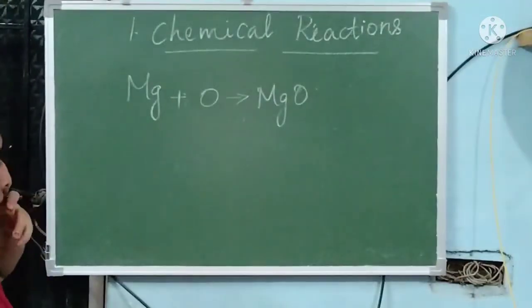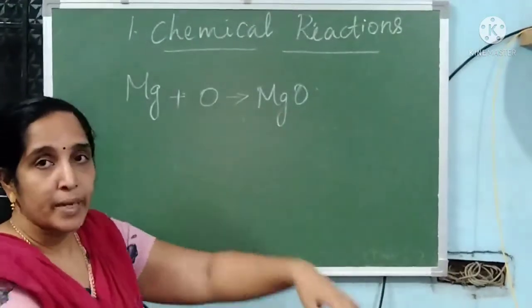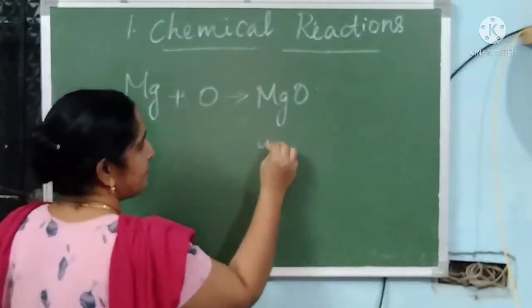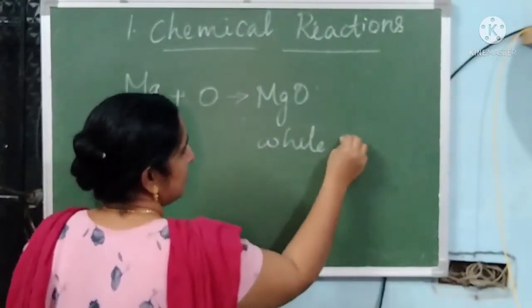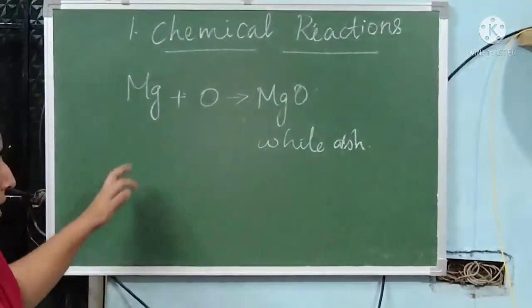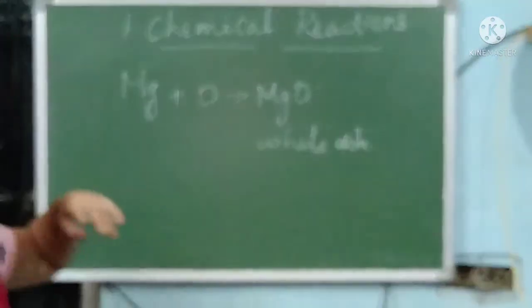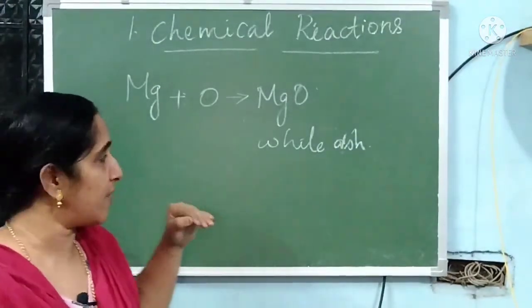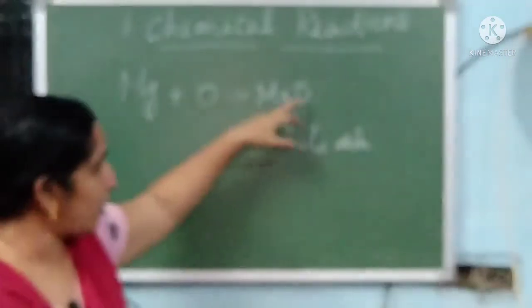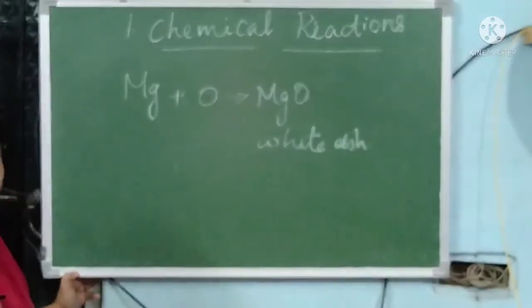Magnesium is a metal that is just like a ribbon. It burns with oxygen. It reacts with oxygen to form magnesium oxide, which is a white ash. The color of magnesium oxide is white. When it burns, it produces dazzling flames, and the product is magnesium oxide, which is also a white ash. So magnesium is a ribbon-like metal.